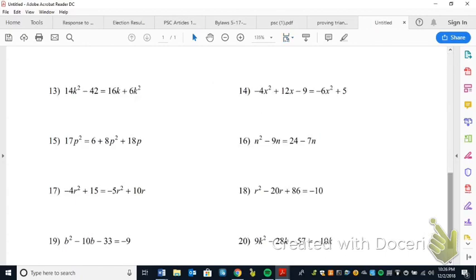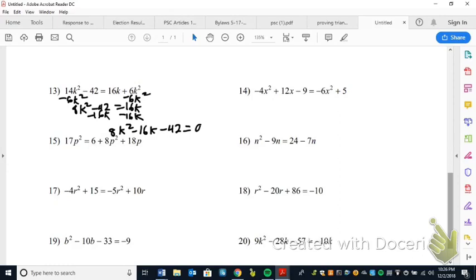Moving on. So now we're on the more difficult ones. So here what we're going to need to do is add 6k squared to both sides. That's going to give us 8k squared minus 42 equals 16k. We're going to subtract 16k from both sides. That's going to give us 8k squared minus 16k minus 42 equals 0.